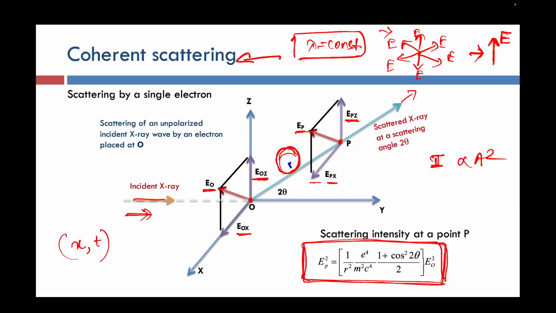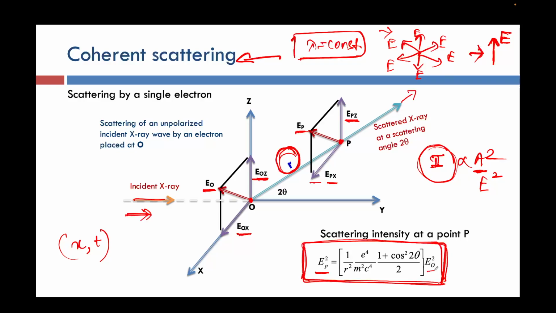What does this expression tell? EP square. Remember, I am talking about amplitude square. The amplitude is given by the electric vector, and P means at any point P. So I am talking about the intensity in coherent scattering. What will happen? EP square, that means the intensity at any point P due to coherent scattering will be given by 1 by r square, e to the power 4 divided by m square c to the power 4, into (1 plus cos square 2 theta) by 2, whole into E0 square.